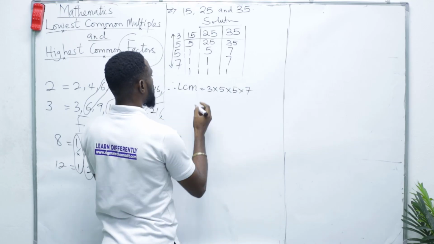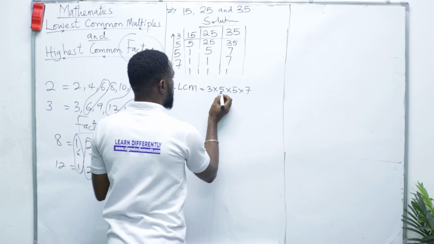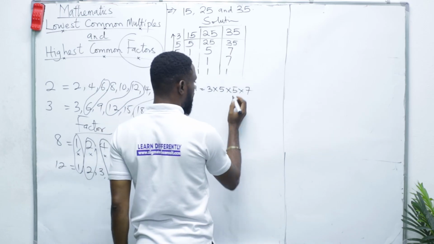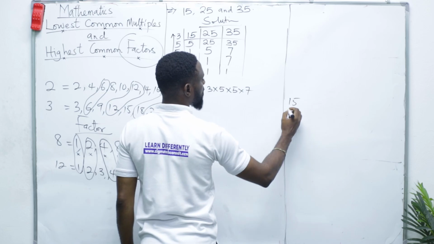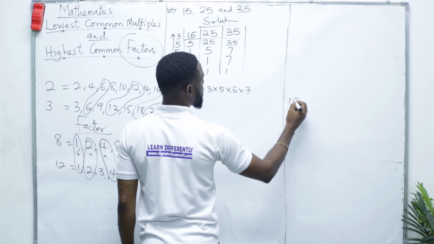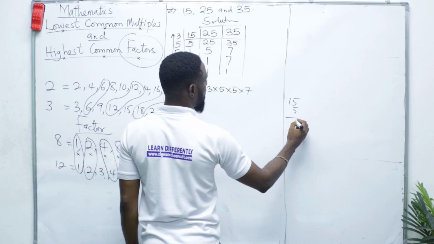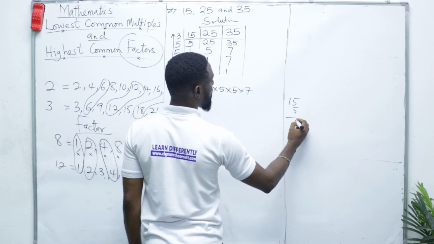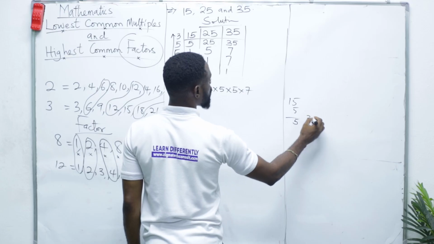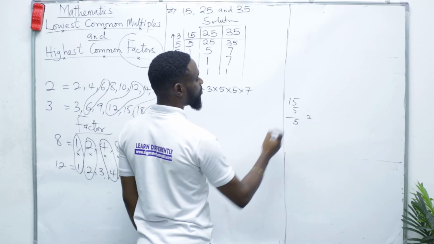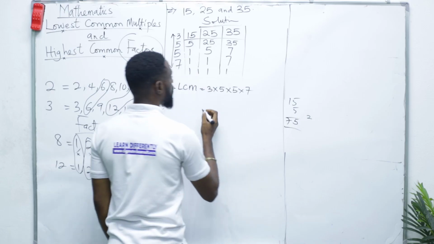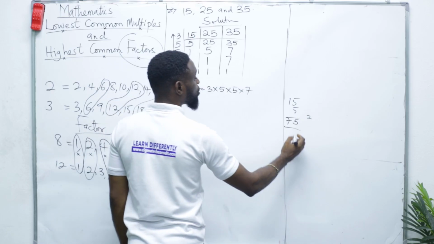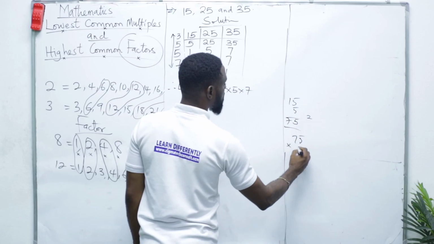Do you understand? So this is 3 times 5 is 15. 15 times 5, we'll confirm that 15 times 5: 5 times 5 is 25, write down 5, carry 2. 5 times 1 is 5 plus 2, 75. Okay, so I said 3 times 5, 15. 15 times 5, 75. So 75 times 7.